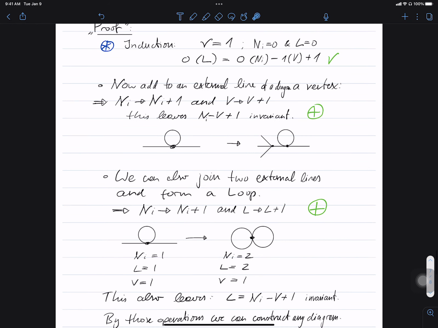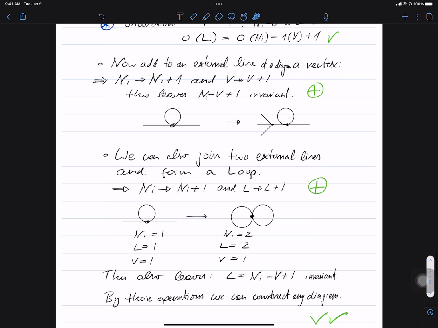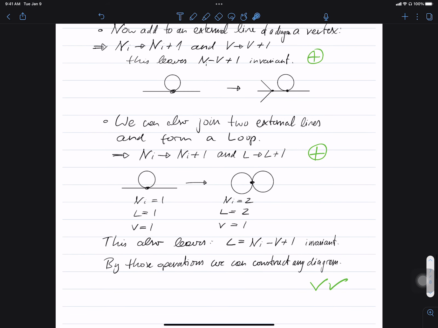And now we can add to an external line. So this one vertex is essentially just an external line with a dot. Now we can add a vertex to the external line of a diagram, for example. That would mean that the number of internal lines goes up by 1, and the number of vertices goes up by 1. If we had a diagram of this type, we add a vertex to an external line here, so we get one internal line more and one vertex more. So yes, this is one operation.